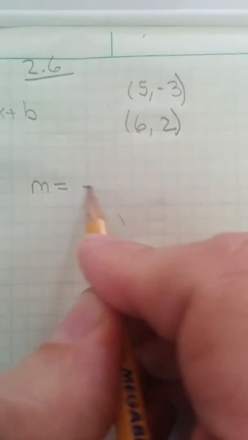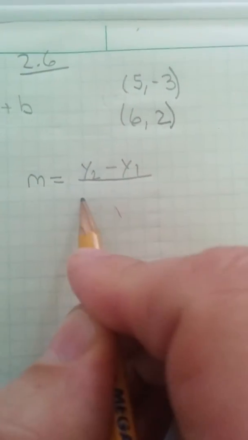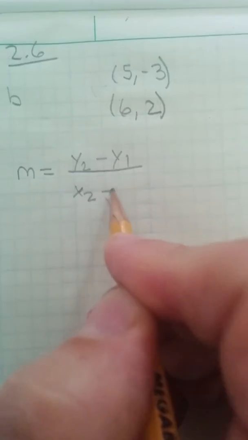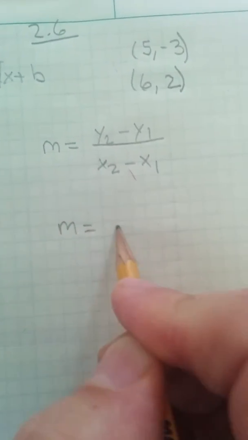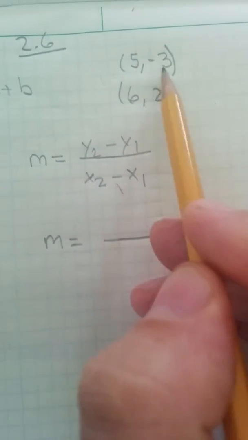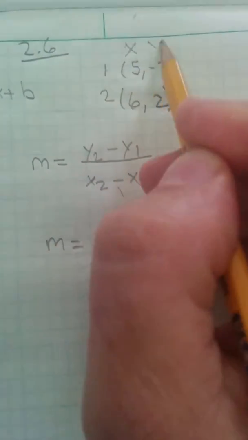So remember the slope formula, y2 minus y1 over x2 minus x1. Hopefully you're having nightmares about the slope formula, just saying it over and over again. All right, so remember point 1, point 2, x, y.